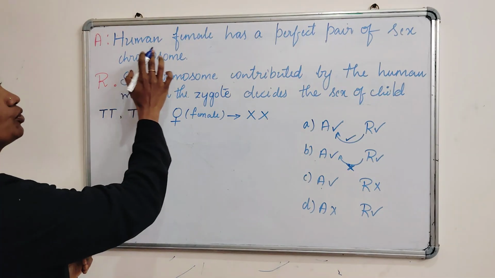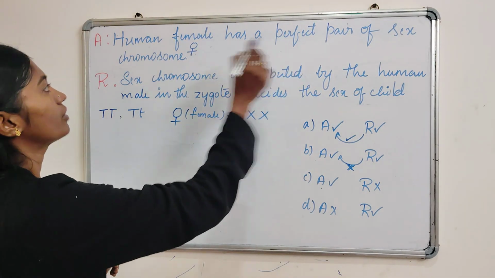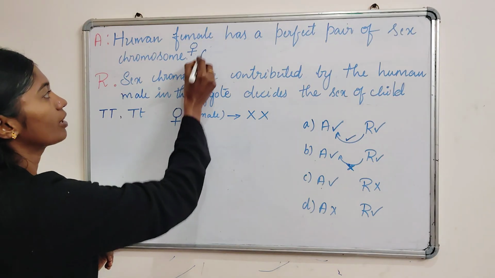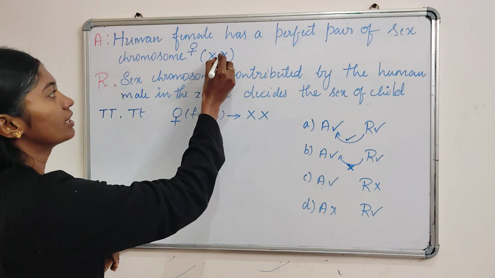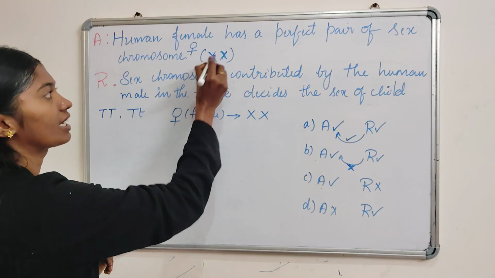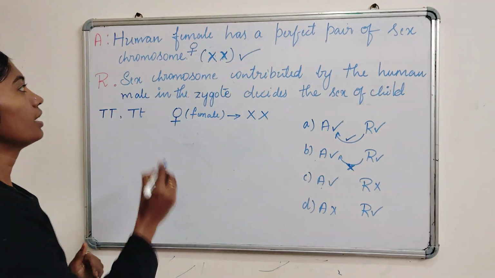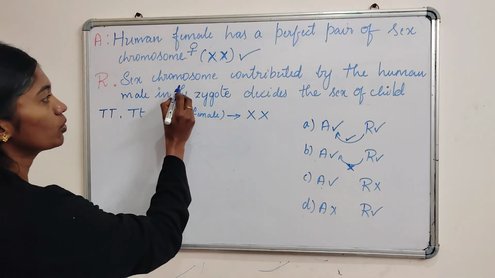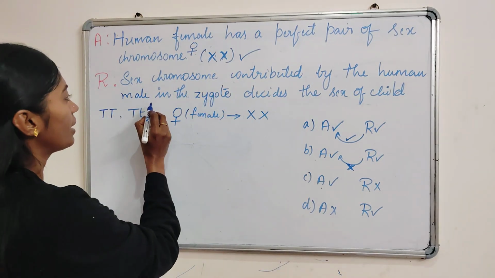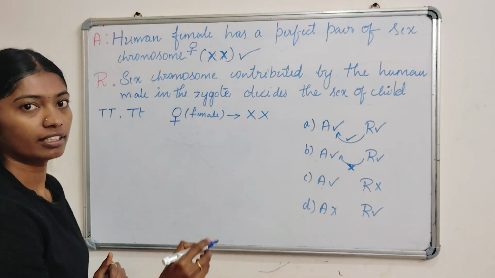So what is the assertion? Human female has a perfect pair of sex chromosomes. Yes, she is having a perfect pair of X chromosomes, that is the XX pair. Perfect pair, that is X and X. Assertion is true. Come to the reason. Sex chromosome contributed by the human male in the zygote decides the sex of the child.